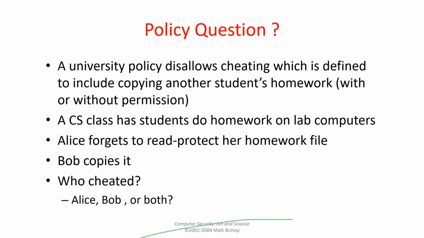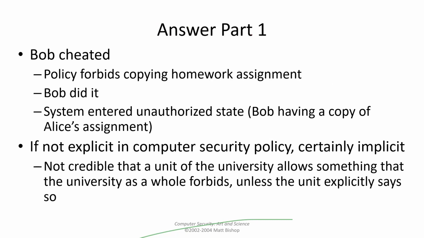So he turns it in as his. Who cheated? Is it Bob? Is it Alice? Well, I think it's pretty clear Bob cheated. Bob violated the policy. The policy says you can't copy homework, and Bob copied Alice's homework. This indicates that regardless of what the lab policies might be, university policy is you can't copy homework, and nothing the lab does is going to countermand the university policy.